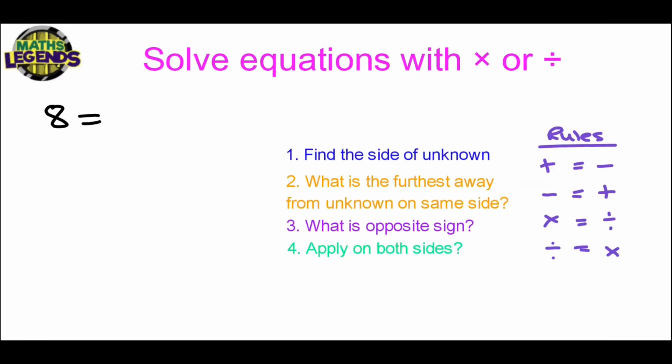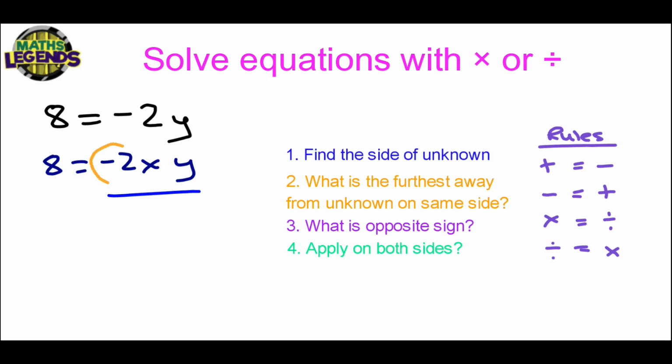8 equals minus 2y. So here we can write this out again as 8 equals minus 2 times y. So now we ask ourselves, which side is the unknown y on? Well, that's on the right hand side. What's furthest away from y and on the same side? So that's the minus 2. Now here it asks, what is the opposite sign? Now you could say, well, the sign is minus, 2 over here. But because this is multiplying, we ignore that and we look at the times. Now the opposite to times is divide.